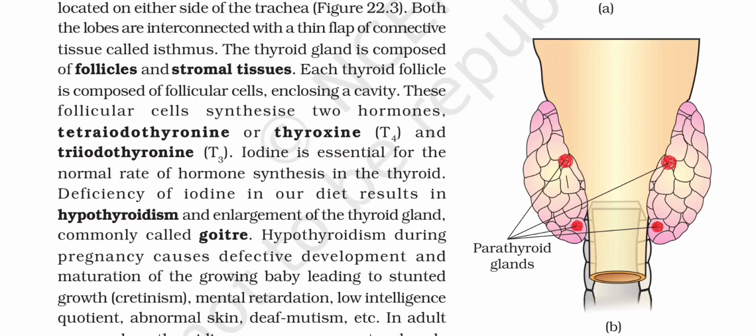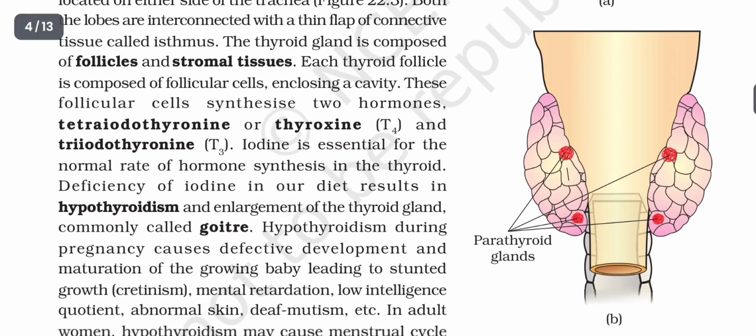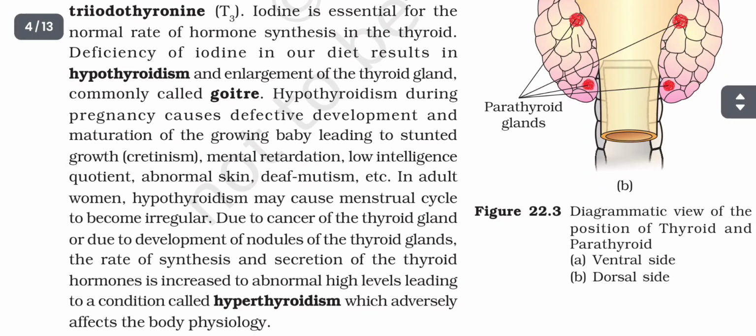Iodine is essential for the normal rate of hormone synthesis in the thyroid. Deficiency of iodine in our diet results in hypothyroidism and enlargement of the thyroid gland, commonly called goiter. Hypothyroidism during pregnancy causes defective development and maturation of the growing baby, leading to stunted growth, cretinism, mental retardation, low intelligence quotient, abnormal skin, deaf mutism, etc.